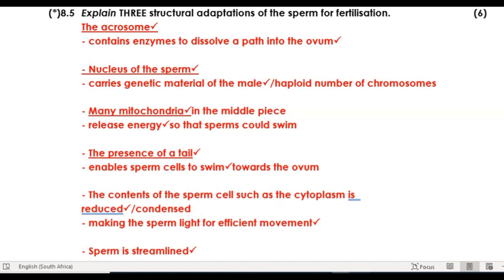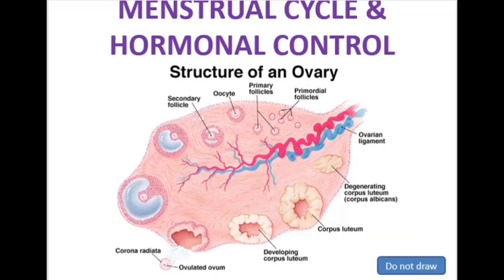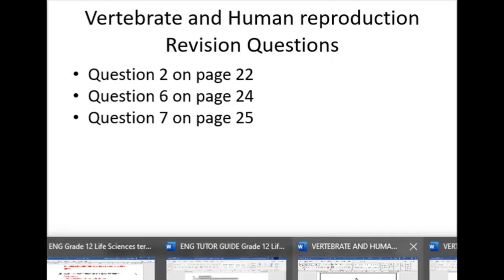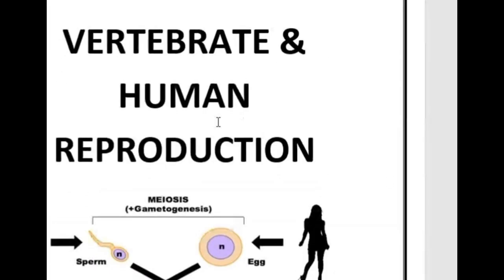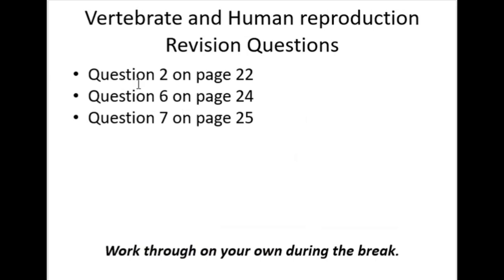Okay, I'm going to move on to the last part, which is the menstrual cycle. I did have these questions here for you guys, but time won't allow us to go through them. But if you can highlight this for yourself, just to revise what you've done: question 2 on page 22 of this revision booklet, this one over here. Let me just go there. So vertebrate and human reproduction, if you go to this workbook or booklet, you can look at question 2, question 6, and question 7, okay, on your own. You're not going to have time now during the break. You've had a break, but you can go through this on your own and ask your teacher to help you with the answers. But these are some of the common questions that I highlighted for you guys to go through.